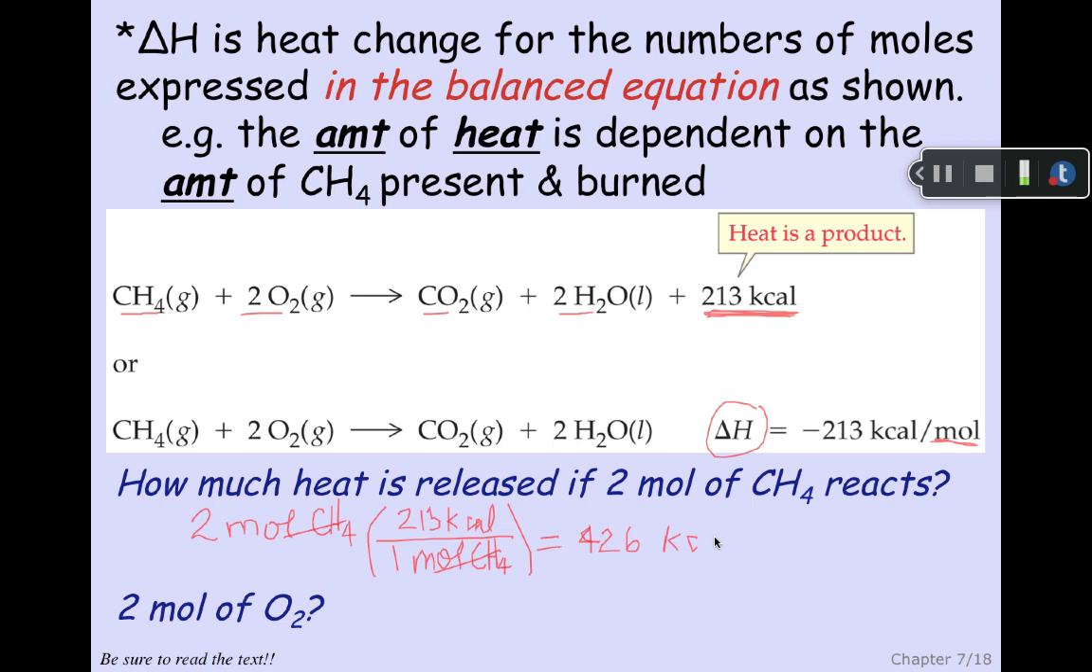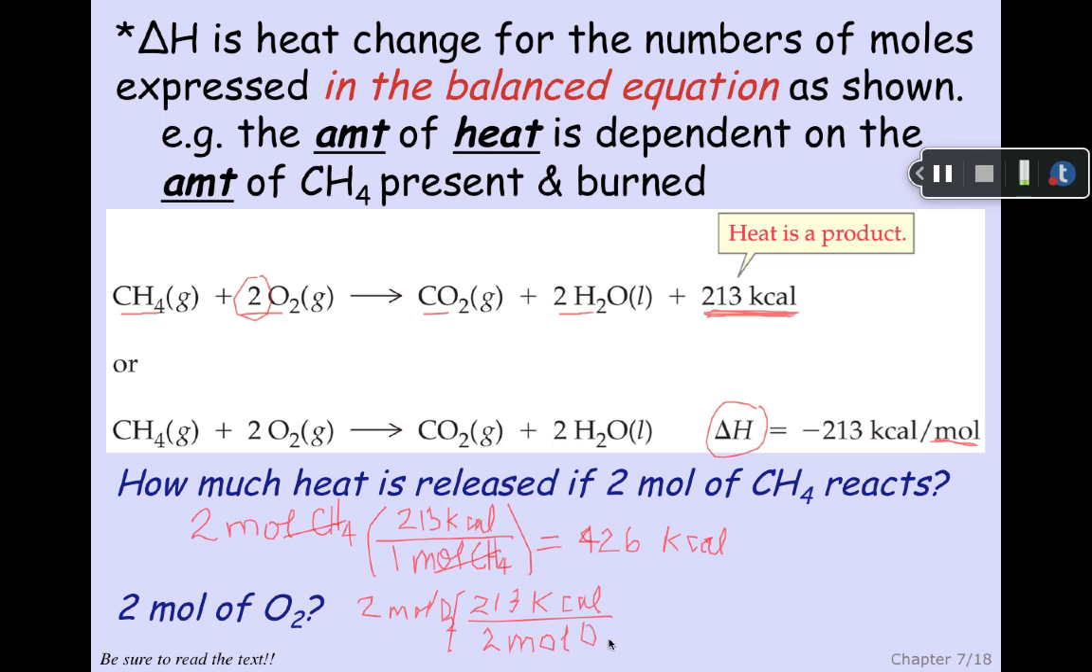All right. Now, what if we are instead using 2 moles of oxygen? Well, 2 moles of oxygen is exactly what's shown in the equation here as well. So it's 2 moles of oxygen is our given. And this time the conversion factor will be the 213 kilocalories per how much oxygen? Well, we're given 2 moles of oxygen in this question, but the 213 kilocalories in the reaction is corresponding to 2 moles of oxygen reacting. Oh, well, then it just cancels out. So there's not a whole lot to think about here.